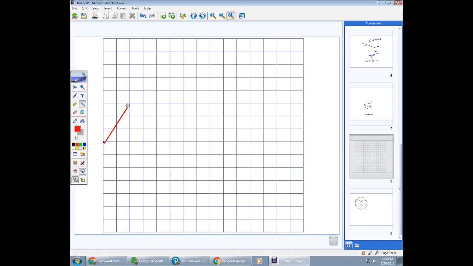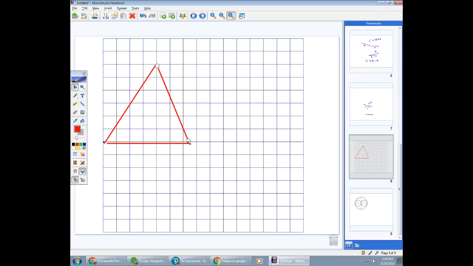So let's see. If this were my triangle here, and here. It depends on how I truncate it. Shorter maybe. There we go. Okay, so here's my triangle.